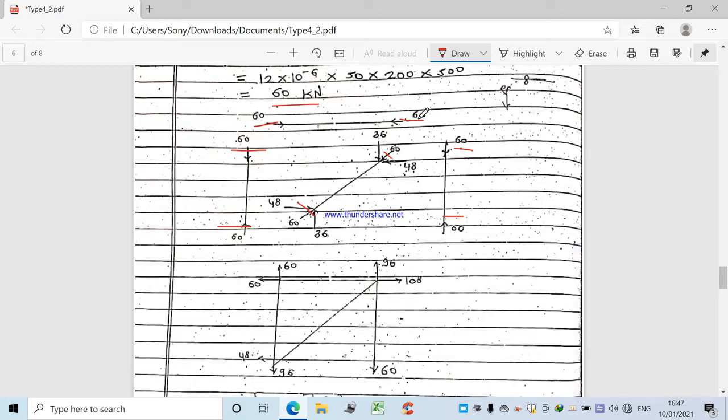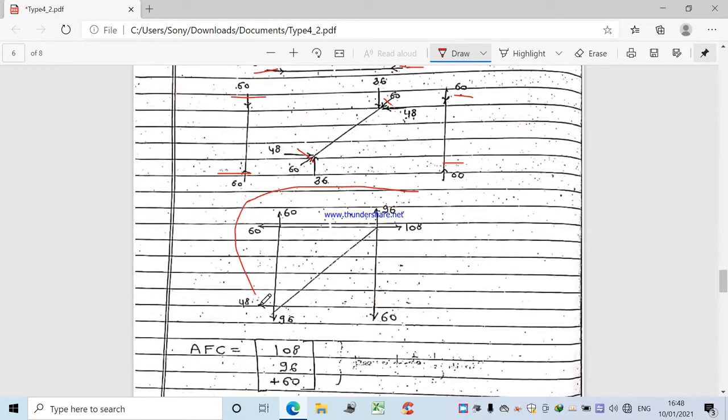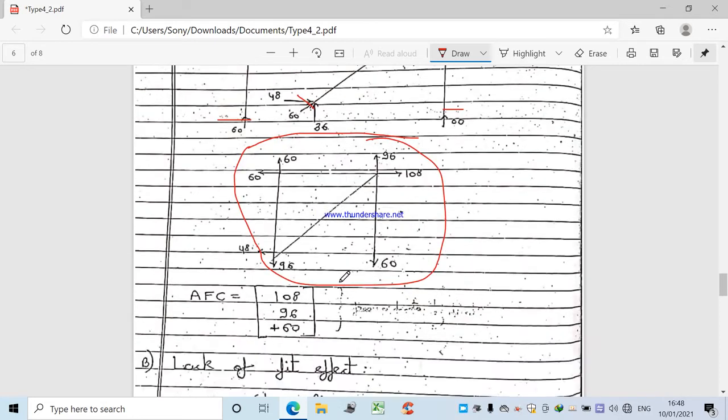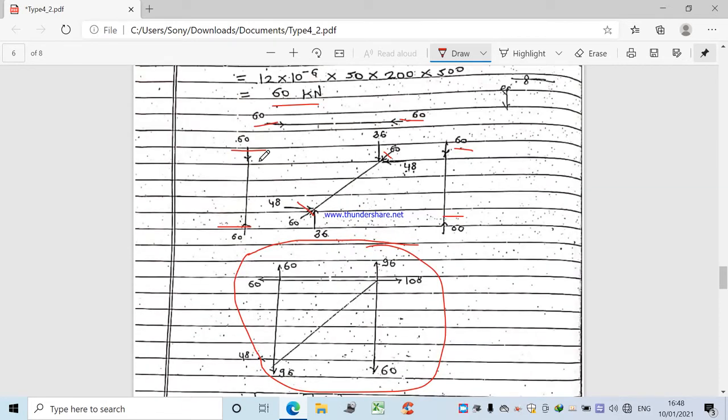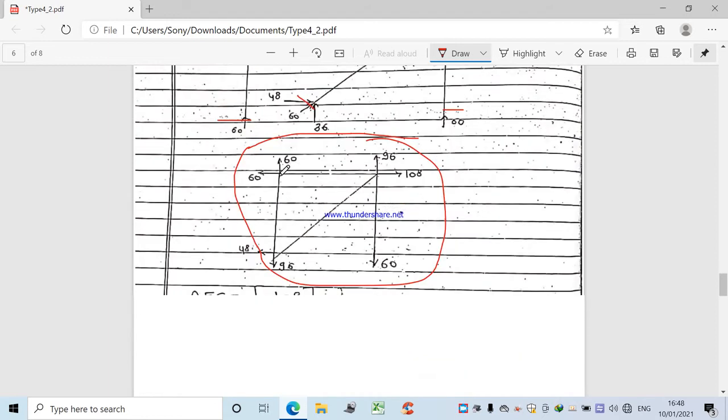Okay, so after getting this we will get the final value as 108. This is 60 plus 48, which equals 108, and it is going in the leftward direction, but while applying to the diagram it will be rightward, 108. Then 36 plus 60 will be equal to 96, which is going downward, but while applying it will be 96 upward. So this is the final diagram, you have to consider that. Similarly, the same calculation will be applicable to the left member also.